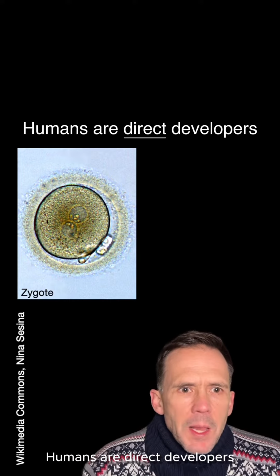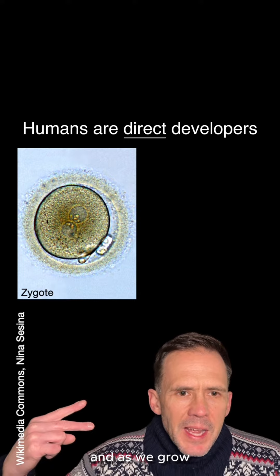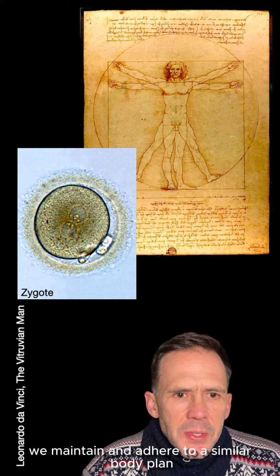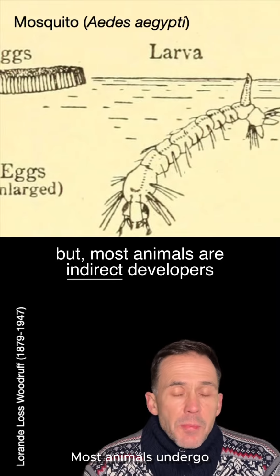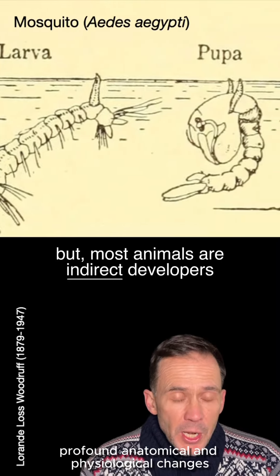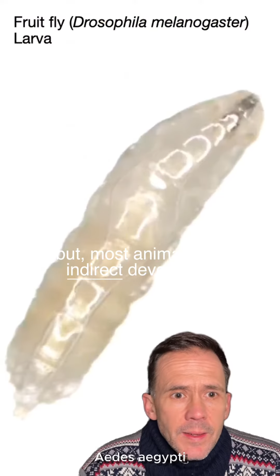Humans are direct developers. We start as one cell and grow into tens of trillions of cells, and as we grow, we maintain and adhere to a similar body plan. Most animals undergo profound anatomical and physiological changes throughout their life history, like the mosquito Aedes aegypti.